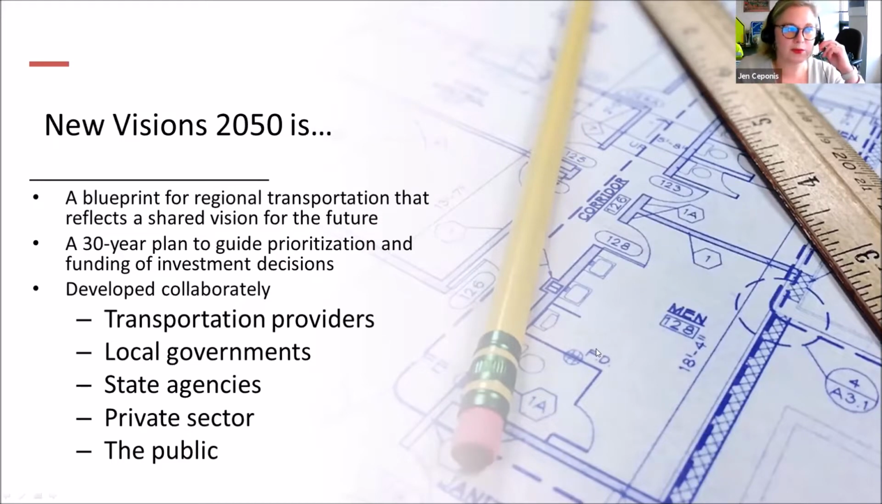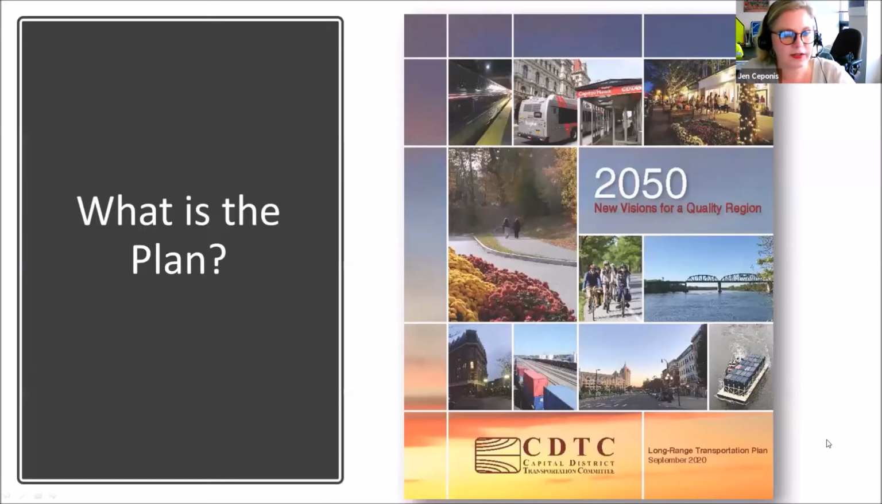So in general, New Visions 2050 is a blueprint for the regional transportation system. It's a 30-year plan that guides prioritization and funding of investment decisions, and it was developed collaboratively with our transportation providers and planning agencies, as well as with the public and some private sector stakeholders. If you're wondering what's in the plan, we encourage folks to read the executive summary, but there are several components in addition to the summary. There are 11 separate technical area papers. There's a financial plan and a glossary, and all of these can be found on the CDTC website.